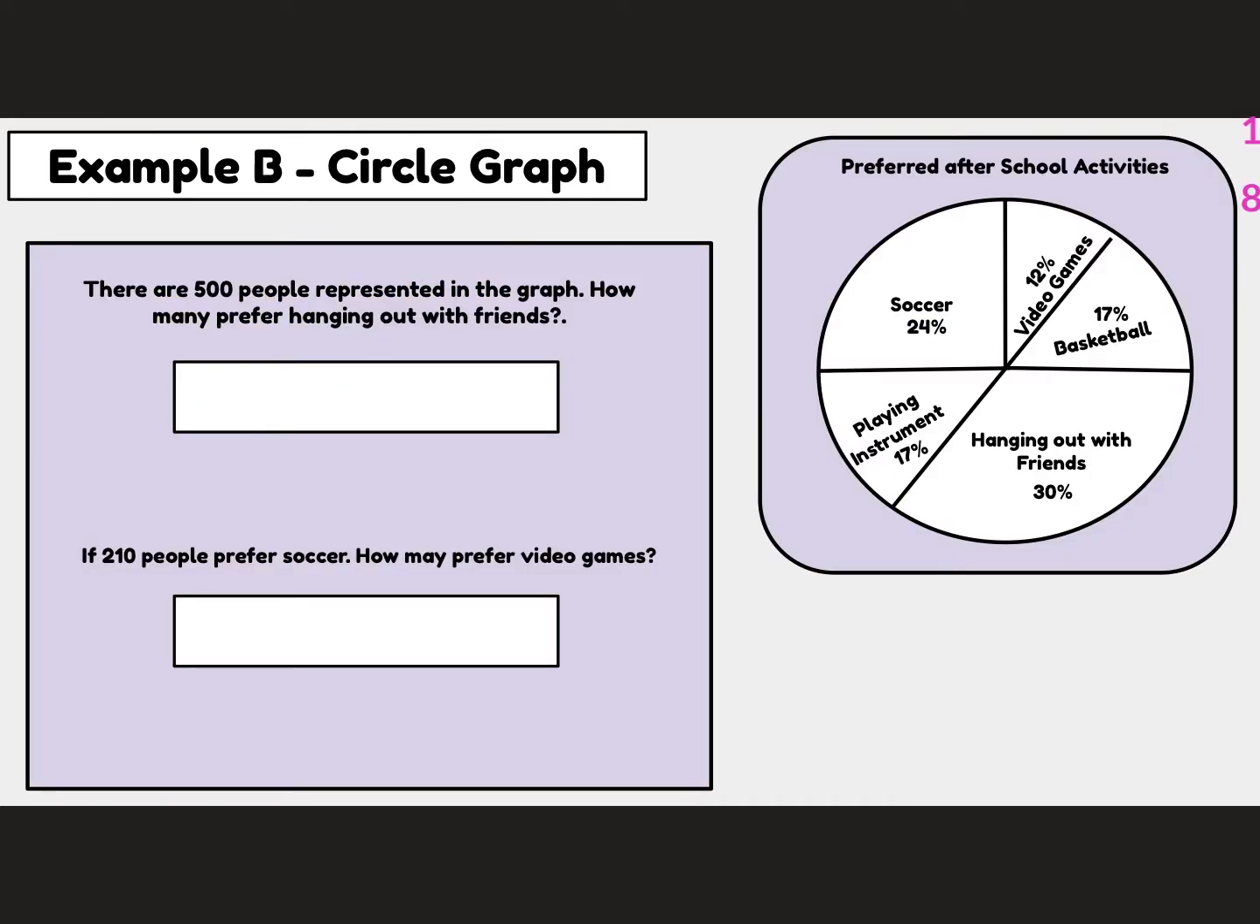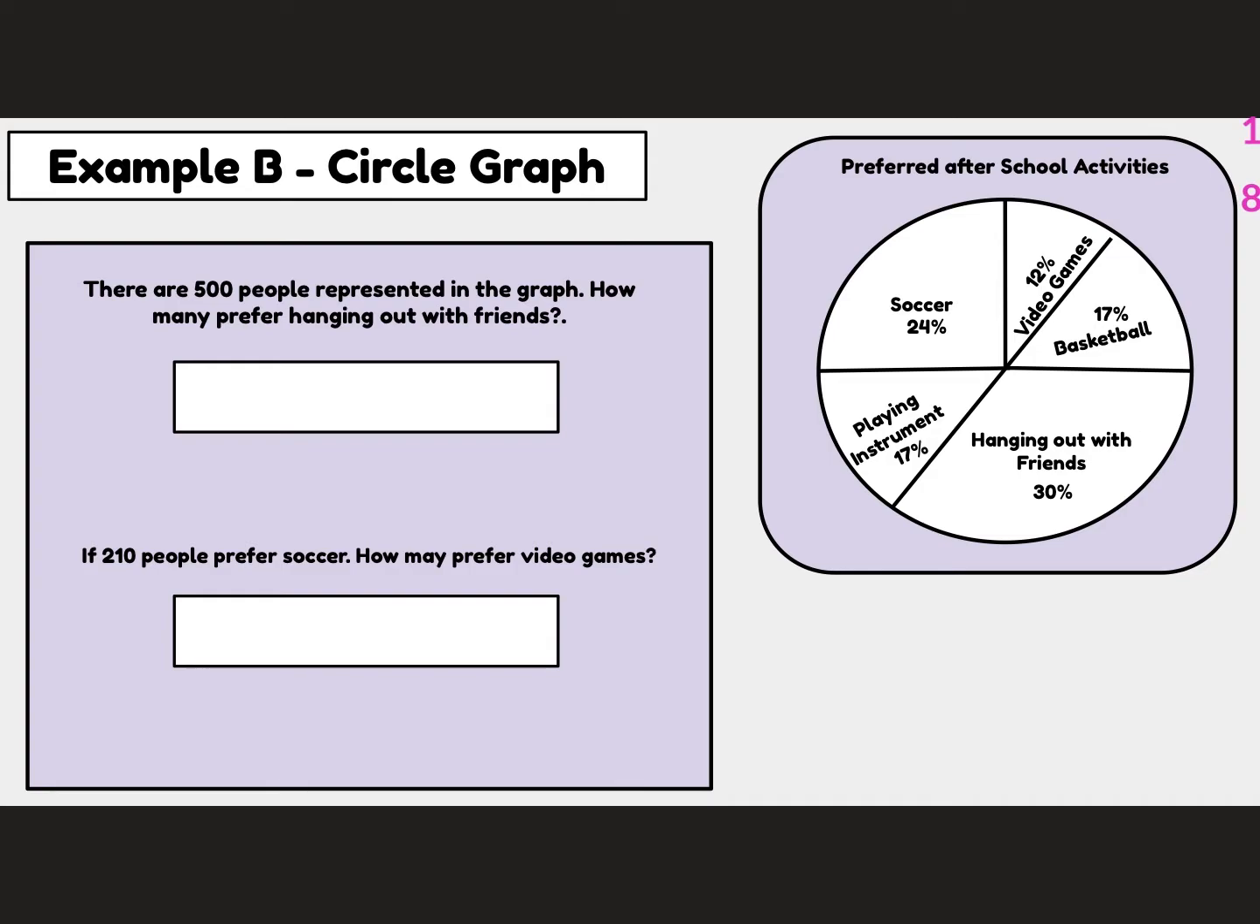Now let's take a look at another type of graph. So here we are at example B, and it's talking about a circle graph. We've got a couple questions there to answer about the circle graph that talks about preferred after-school activities. So the first question asks, there are 500 people represented in the graph. How many prefer hanging out with friends?